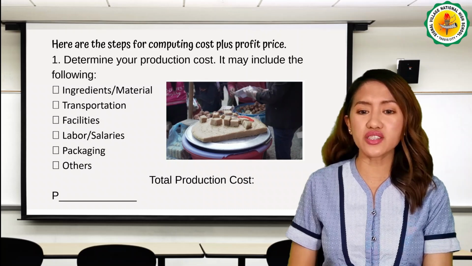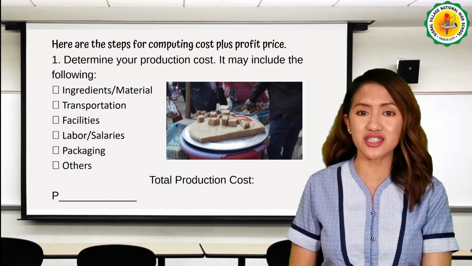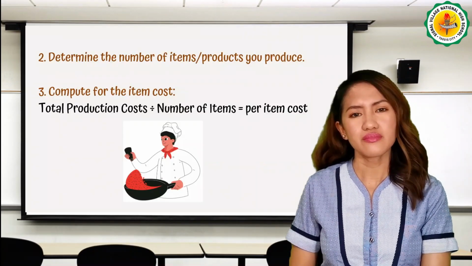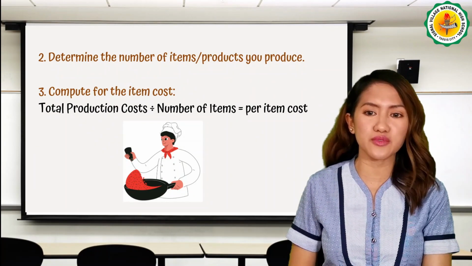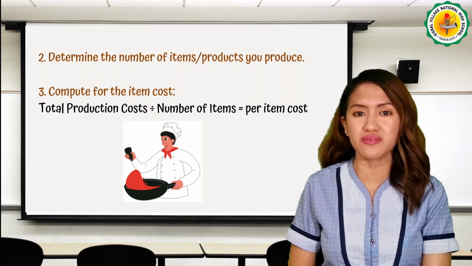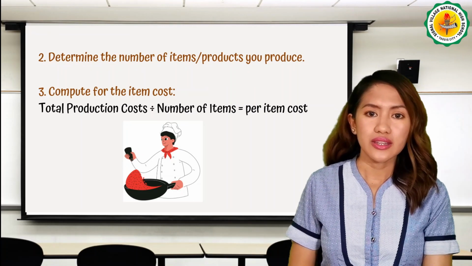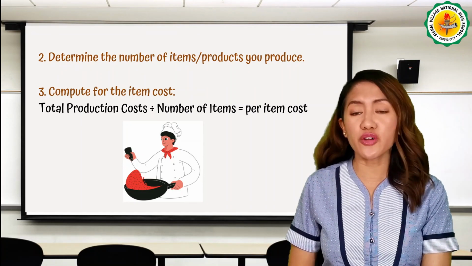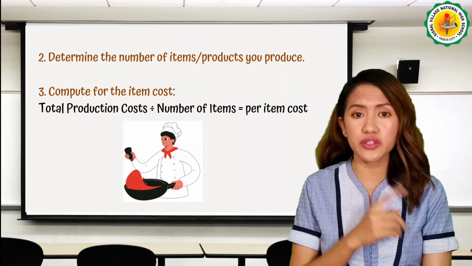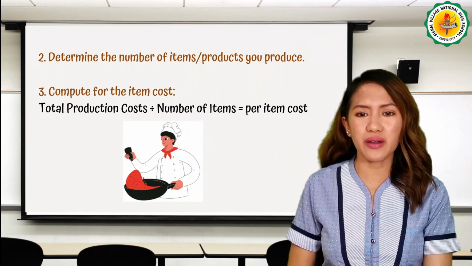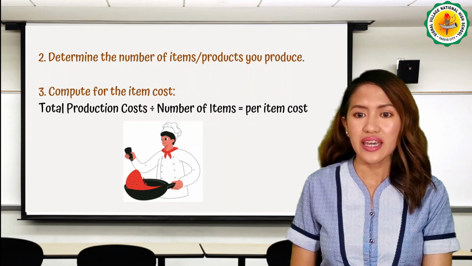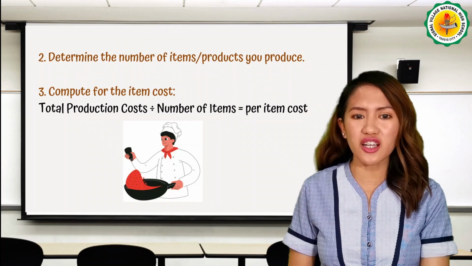And then you're going to add it all. That will be the total production cost. Second step is to determine the number of items or the products that you produce. Next step is compute for the item cost. How to compute the item cost? The total production cost divided by the number of items is the per item cost.